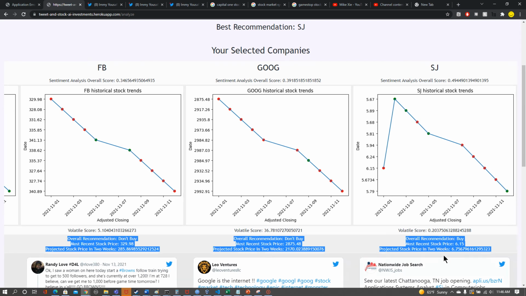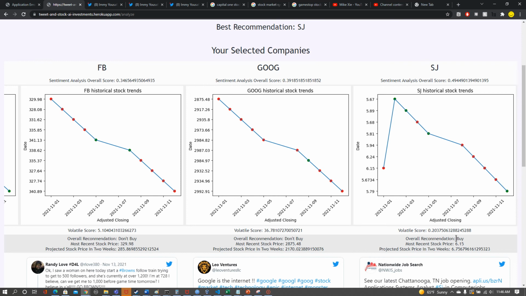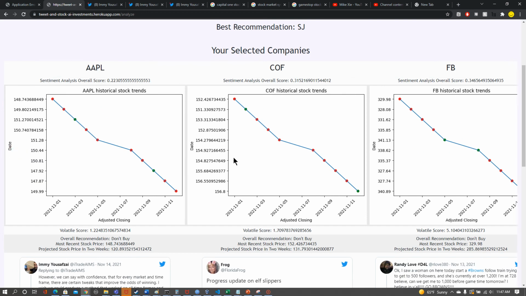There's an overall recommendation to buy the stock because, as you can see, if you buy the stock today, it'll cost about $6.15. And if you buy the stock in 2 weeks, it will be about $6.76 as predicted by our model. So the stock will have risen in price and there will be a positive return on investment. For the other four stocks, you can see that they all have about negative trends, and our model recommends to not buy these stocks as their value will decrease over the next 2 weeks.